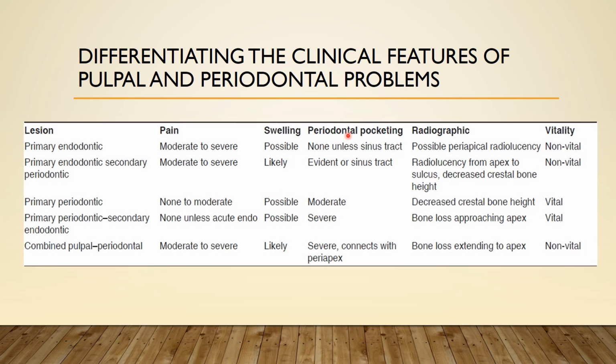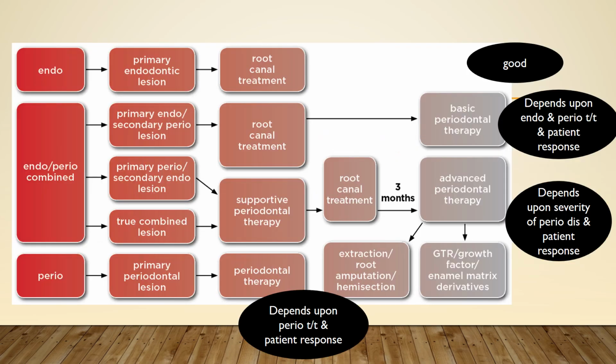In primary periodontic, there will be decreased crestal bone height. In primary perio, secondary endo, there is bone loss that will approach the apex. And in combined pulpal periodontal lesions, there is bone loss extending to the apex. Coming to vitality, all the endodontic involvement will lead to non-vitality of the pulp, a negative response. Whereas in primary periodontal with secondary endodontic, the pulp will be vital, and for the combined lesion it will be non-vital.